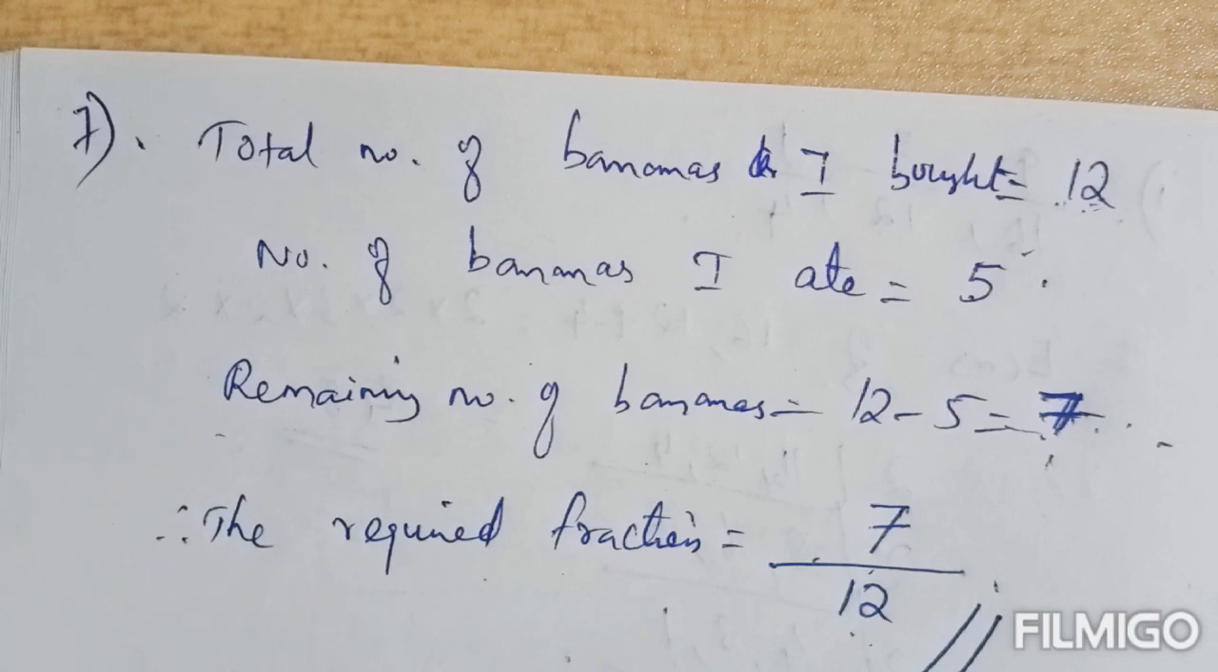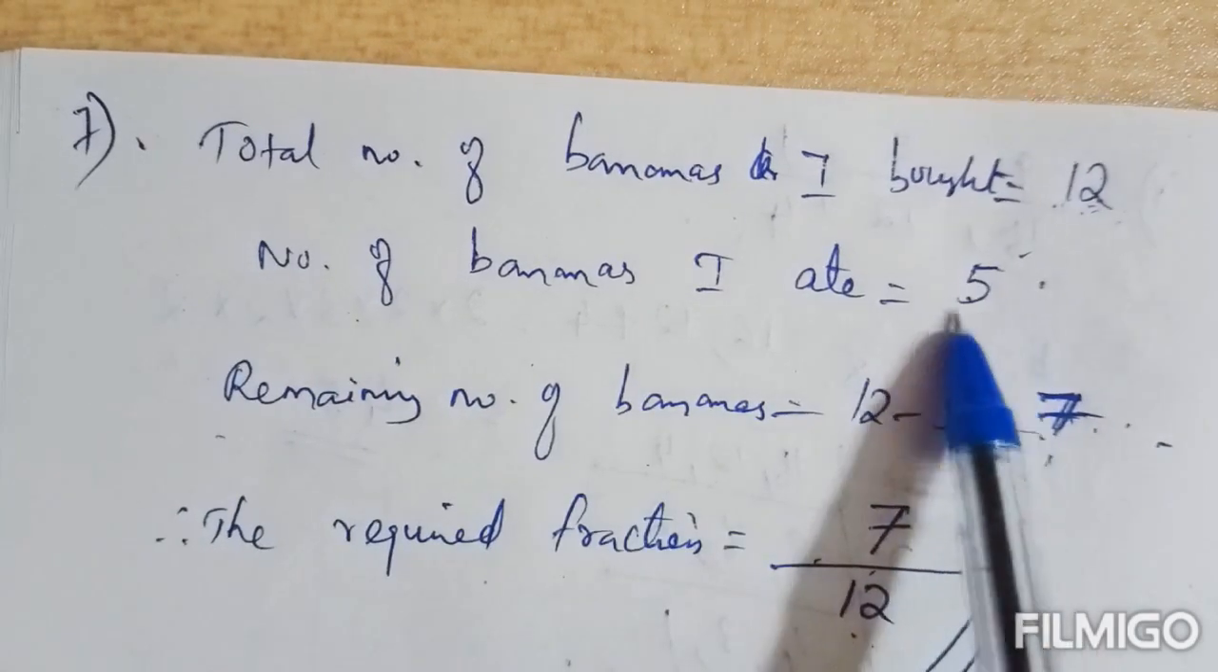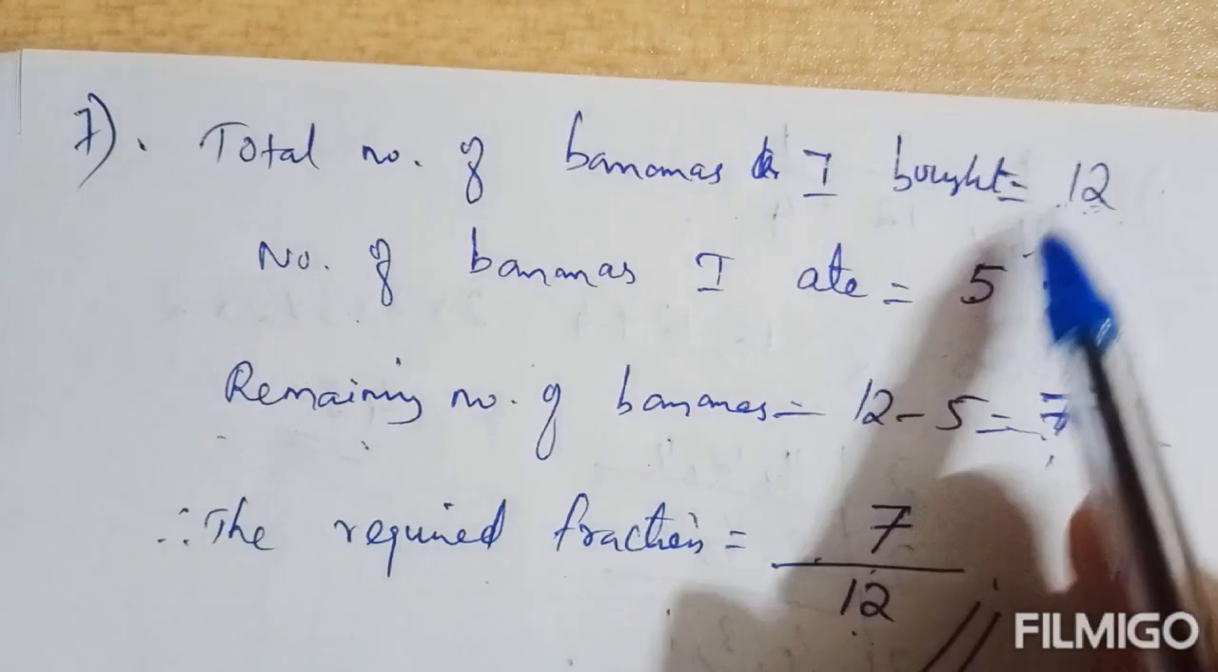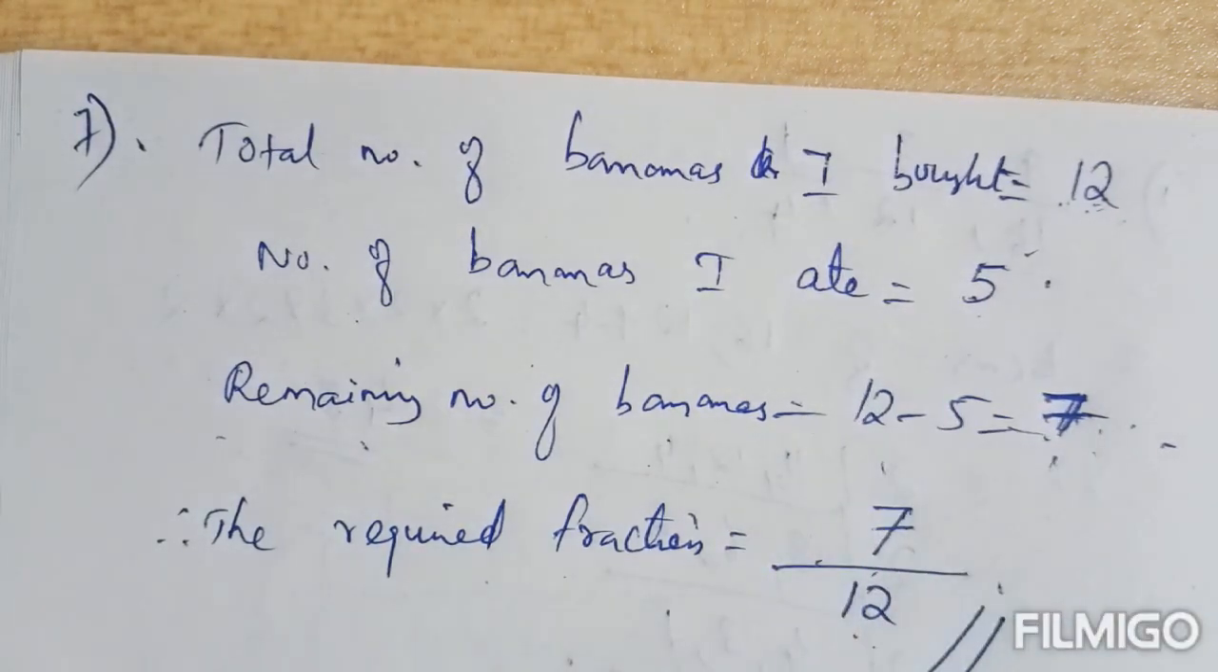That means 1 dozen. 1 dozen means it is 12. Okay, of that, 5 bananas were eaten. Okay, so how many bananas will be remaining? It is 12 minus 5, 7 bananas were left.